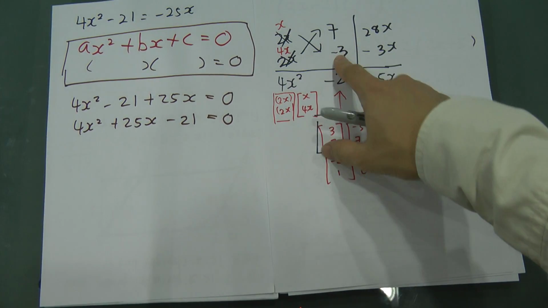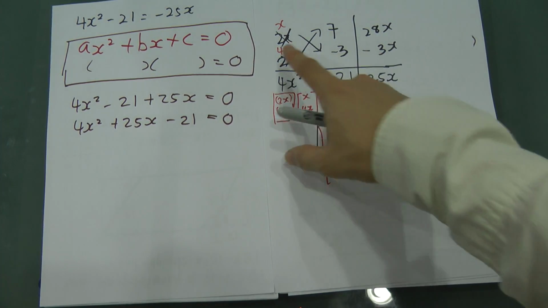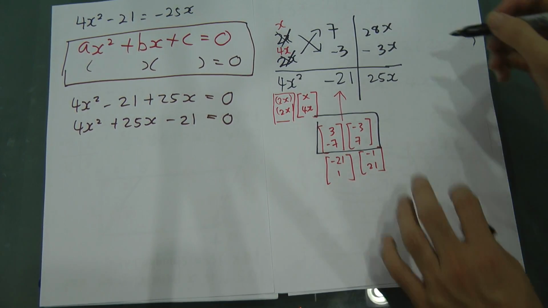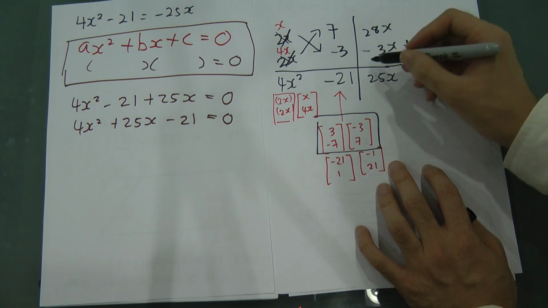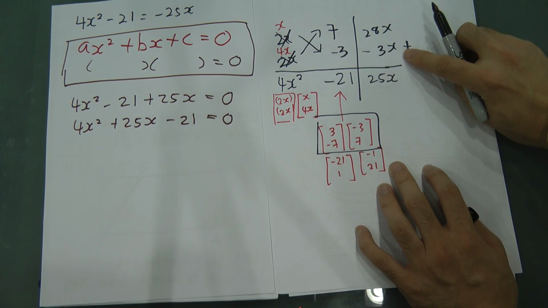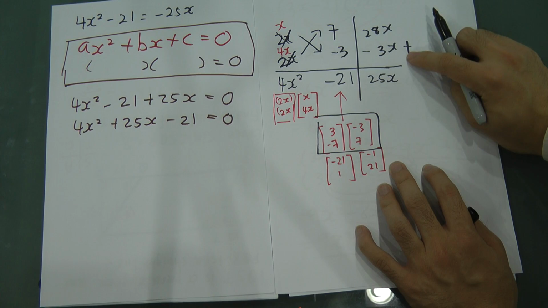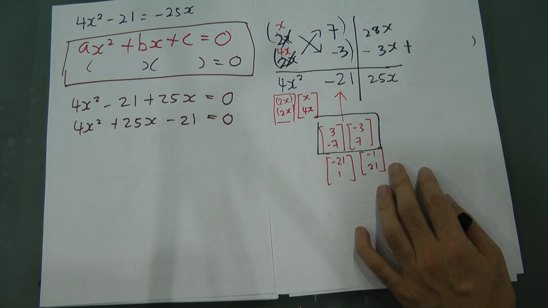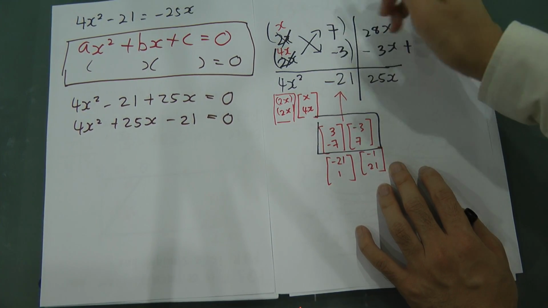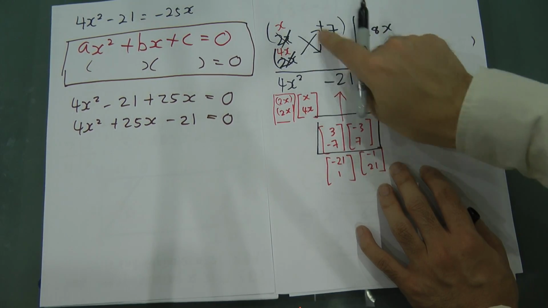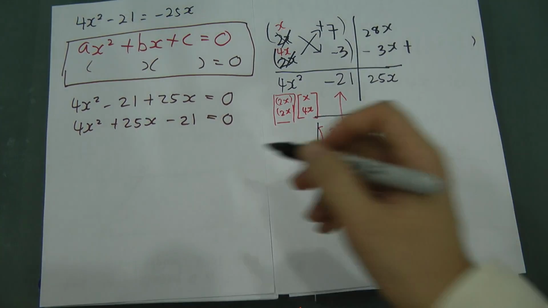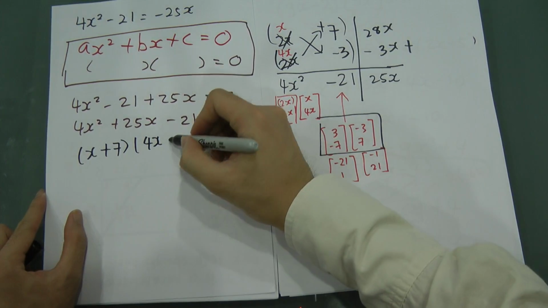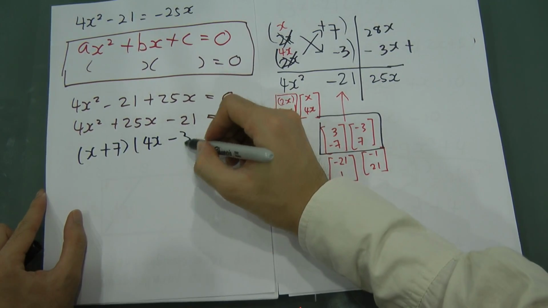Therefore, x multiply negative 3, we got negative 3x. And then 4x multiply 7, we got 28x. And then here is always plus. So 28x plus negative 3x, we have got 25x. So this is the combination. The combination we call x plus 7. When nothing is here, it means positive 7. x plus 7, 4x minus 3. Therefore, we got x plus 7 and 4x minus 3 equal to 0.